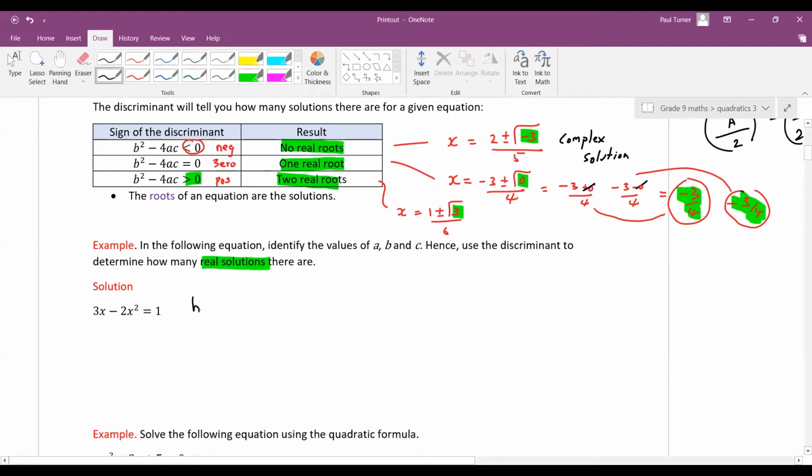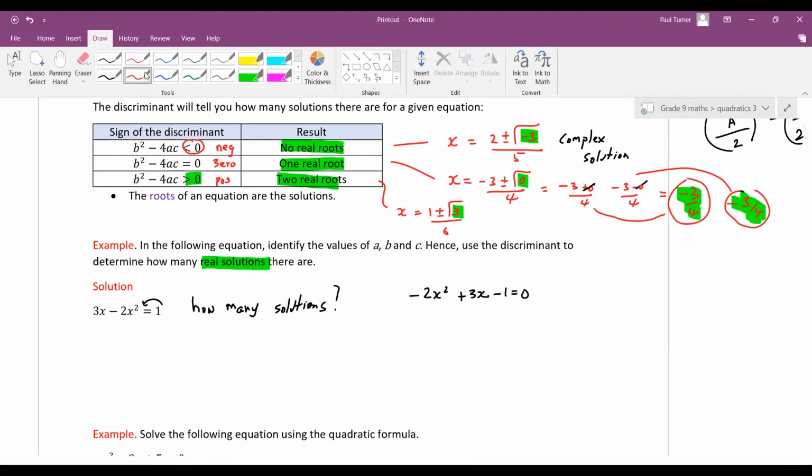So we want to know how many solutions this has, but I'm not going to try and solve it. So what we have here is -2x squared plus 3x. I'm just rearranging it. And the 1 I'll bring over, so that's -1 equals 0. So you need to write it in this form.